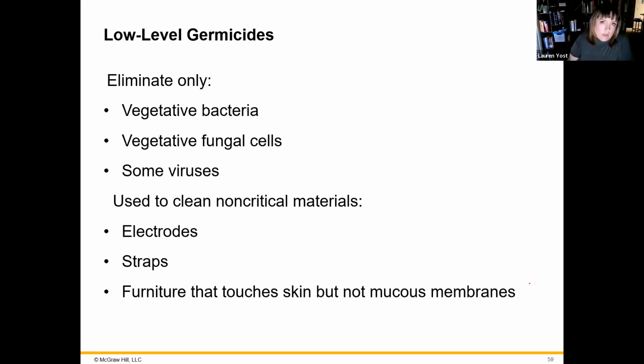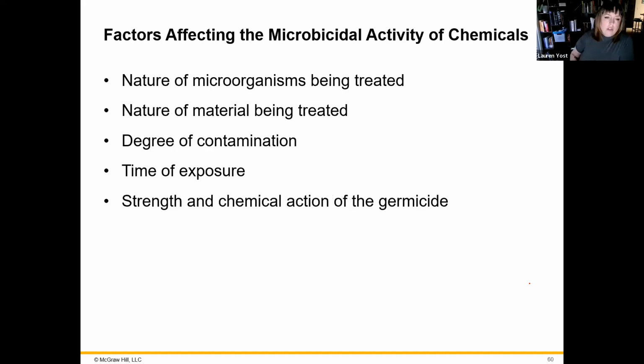Then for low-level germicides, you're going to be using things that can kill only vegetative bacteria, only vegetative fungal cells, some viruses. So these are significantly less effective than the other two. These will be used to clean things like electrodes or straps or furniture that touches the skin, but not the mucous membranes. So now we want to think about what we are trying to treat.